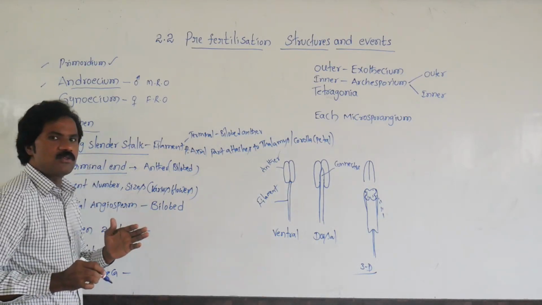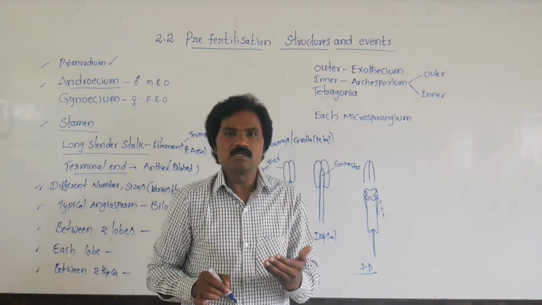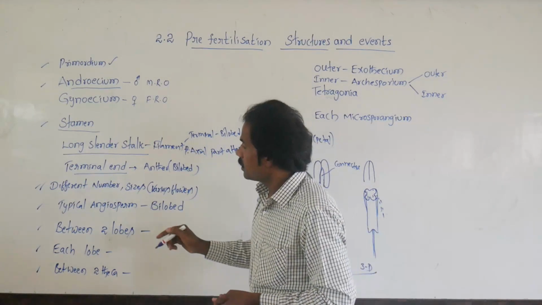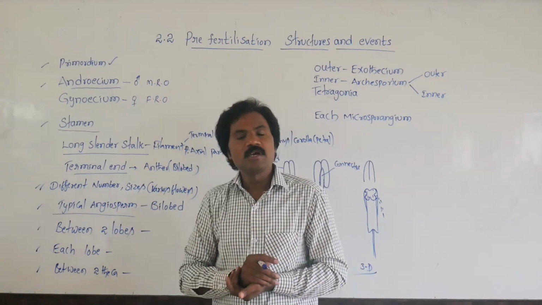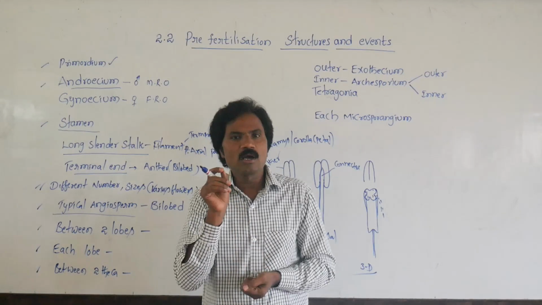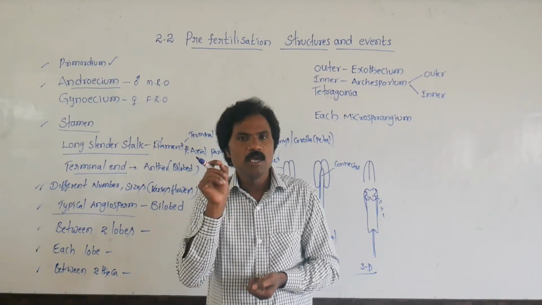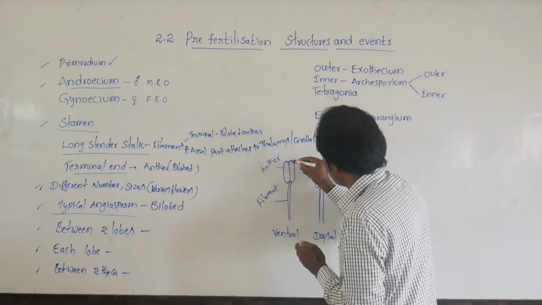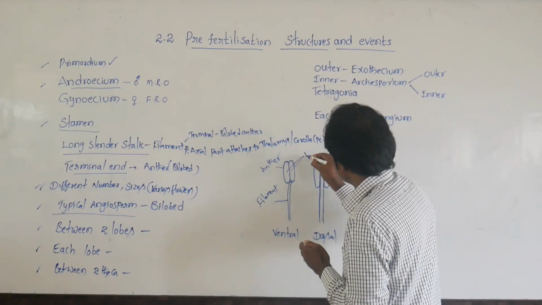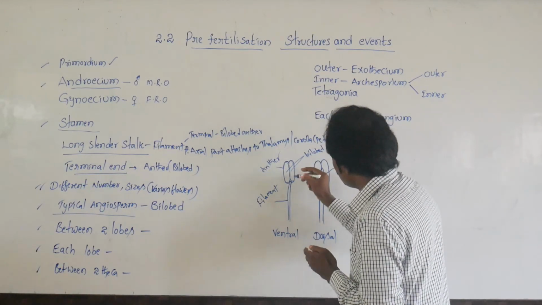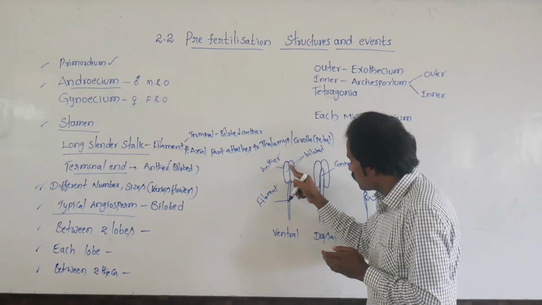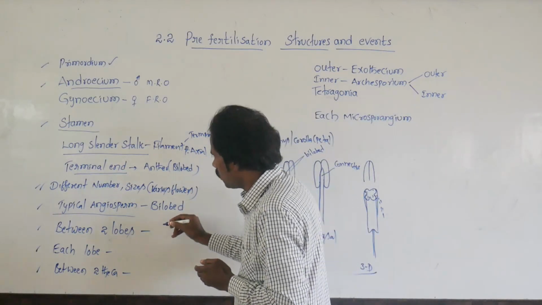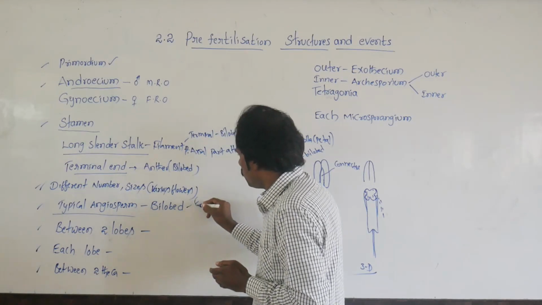In different flowers, stamens have different numbers and different sizes of anthers. But in typical angiosperms, either dicots or monocots, the most common type of anther is bilobed. Two lobes are present. This is one lobe, this is another one. Both together are called bilobed. It is connected with the connective, and it is visible very clearly on this side.